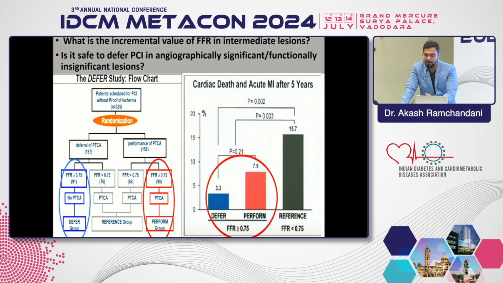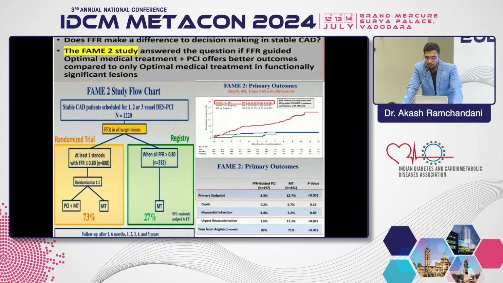These are the 5-year data, but even 15-year data has now been published, which showed that in the group in which angioplasty revascularization was deferred, they had fewer chances of cardiac death and acute MI compared to those in whom angioplasty was performed. So this is the importance of assessing the ischemia. As we discussed, if there is no ischemia, FFR is more than 0.75, we should not perform coronary angioplasty.